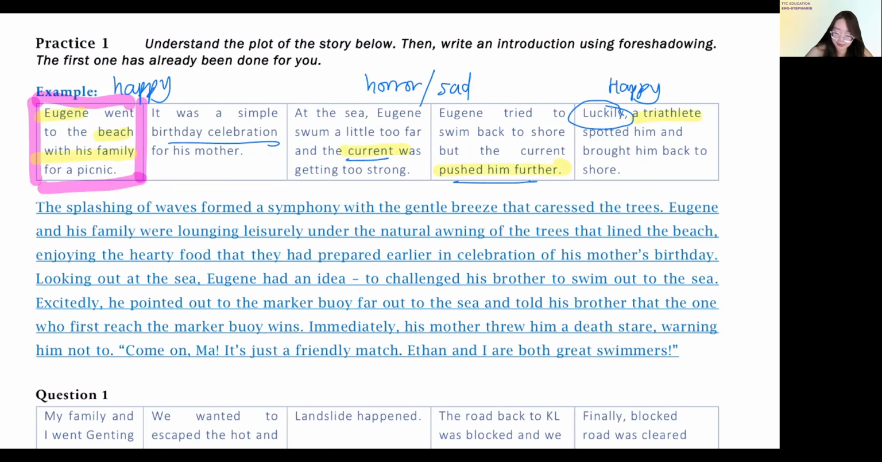And let's see how the example is being written up. The splashing of waves formed a symphony with the gentle breeze that caressed the trees. Eugene and his family were lounging leisurely under the natural awning of the trees that lined the beach, enjoying the hearty food that they had prepared earlier in celebration of his mother's birthday.